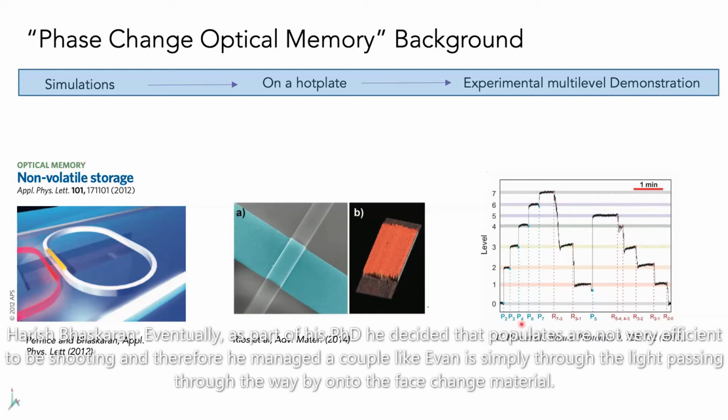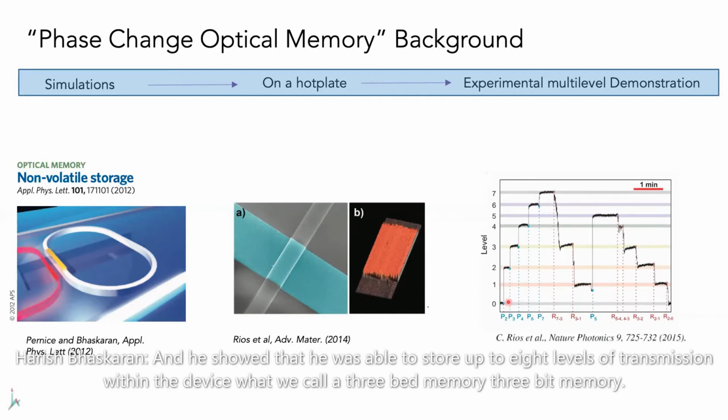Eventually, as part of his PhD, he decided that hot plates are not very efficient in computing, and therefore he managed to couple light evanescently, through the light passing through the waveguide, onto the phase change material. And he showed that he was able to store up to 8 levels of transmission within the device, what we call a 3-bit memory.